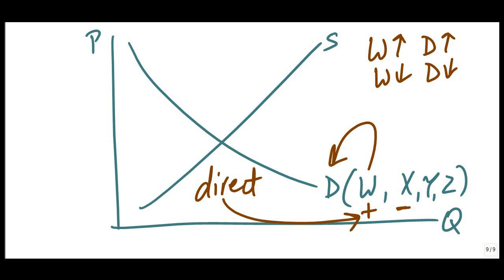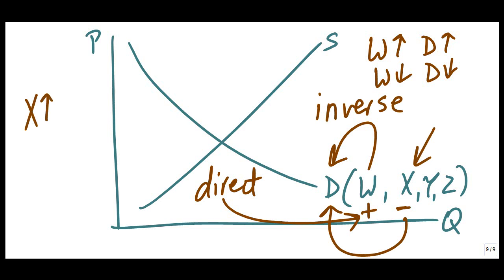A minus sign, as you see here, speaks to an inverse relationship. And an inverse relationship says that the X variable and the D variable are related inversely such that if X goes up, D goes down, or if X goes down, D goes up.